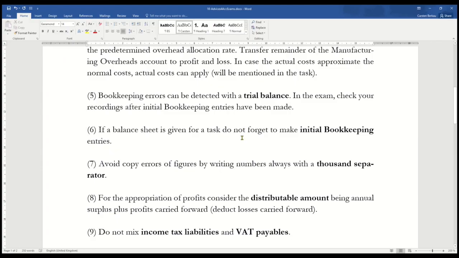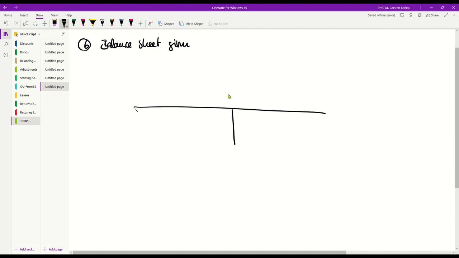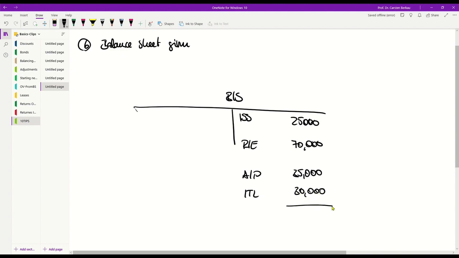When a balance sheet is given, you must make all the bookkeeping entries which are relevant at the beginning of the accounting period. So we assume we got a balance sheet, and the balance sheet contains issued capital 25,000. Let's say we got retained earnings to the extent of 70,000. We got accounts payables, which will be 35,000. And we got income tax liabilities to the extent of 30,000. So in total, the balance sheet will give us 160,000.